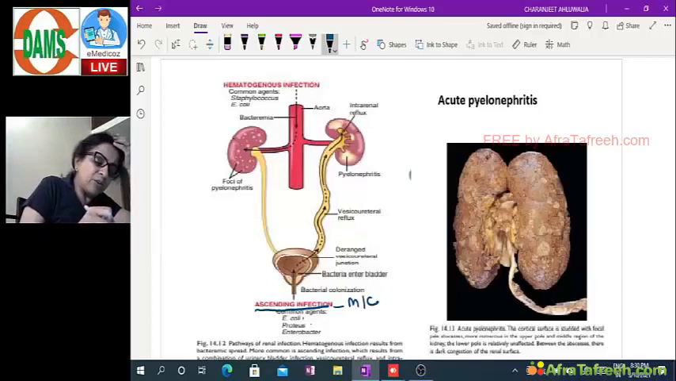Second, infection can also reach the kidney by the hematogenous route. In the hematogenous route, the common agents are Staphylococcus and E. coli.